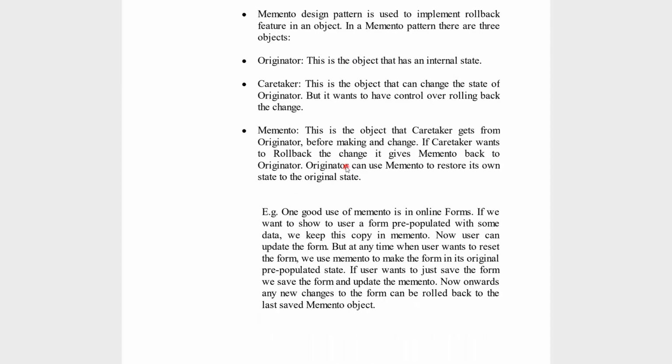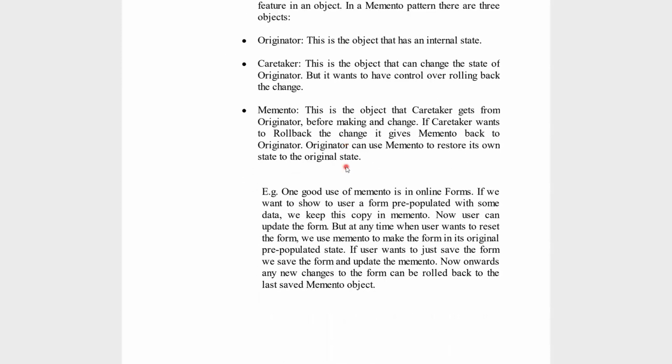One good example is the online form. If you want to show the user a form which is pre-populated with some data, and he has changed something, we can go back to the original state. For the original state, we can use memento. That is one of the good things.